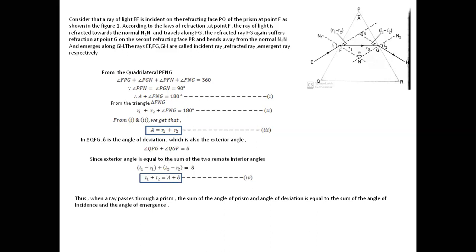Thus, when a ray passes through the prism, the sum of the angle of prism and the angle of deviation is equal to the sum of the angle of incidence and the angle of emergence. So this is a very important derivation. This has been asked a number of times in board exams.